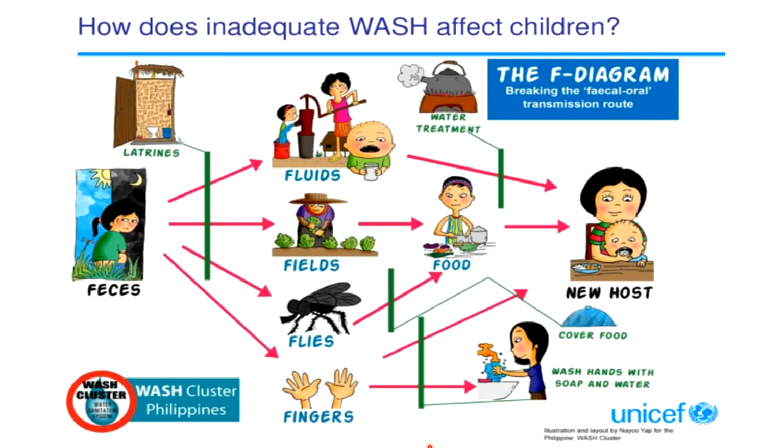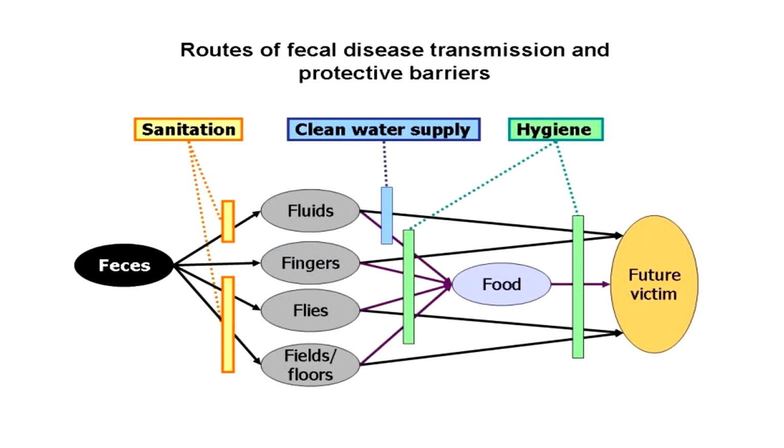So this is a very easy way of explaining the chain of transmission and the barriers which we can apply. This is called the F diagram, breaking the fecal transmission route, and it covers waterborne infections as well. If you look at the same diagram in a better way, you can see we apply sanitation barriers between feces and these 4 Fs, and then we can ensure clean water supply for fluids, and for hygiene, again, water is used for hygiene, and it is applied for fingers, flies, and fields or floors. Between food and these 3 Fs, and from food to the future victim, again, hand hygiene, food hygiene, utensil hygiene, these types of hygiene will act as a barrier against contamination or pollution.